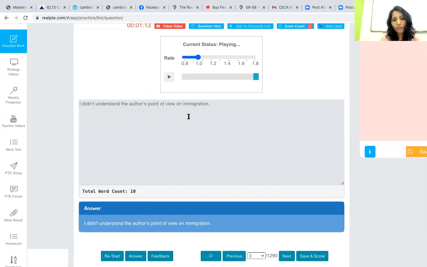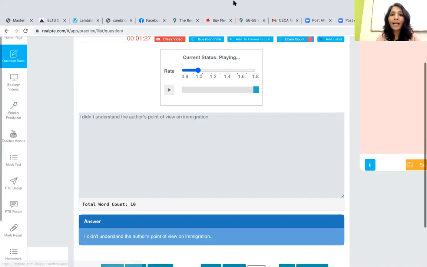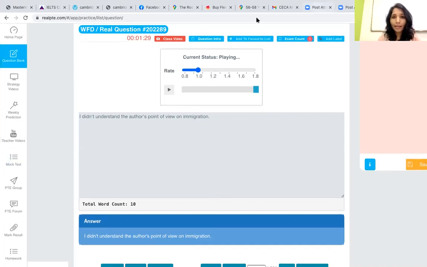Of is correct. View is correct. On is correct. Immigration. So you'll have 3 or 4 of these questions. So like you say, each question carries 10 words at least. You get 40 points to listening and 40 points to writing. So this is one of the most important question types, and it requires you to practice every single day.